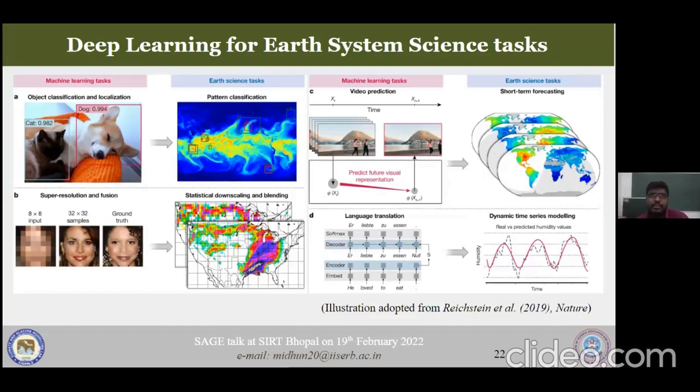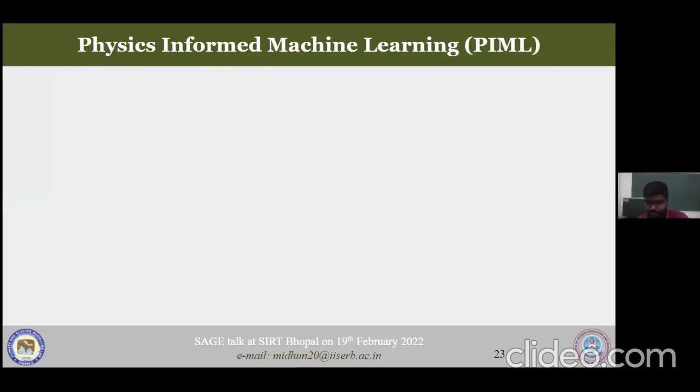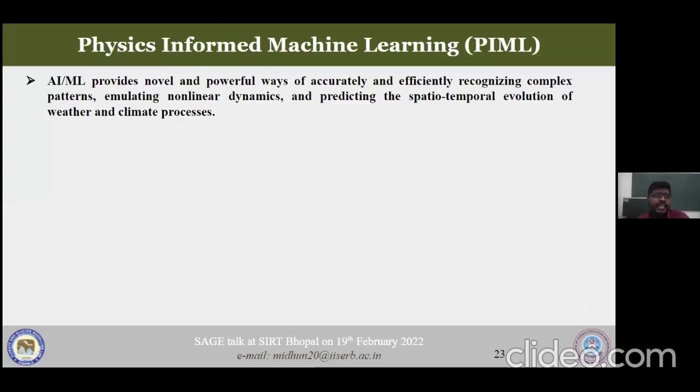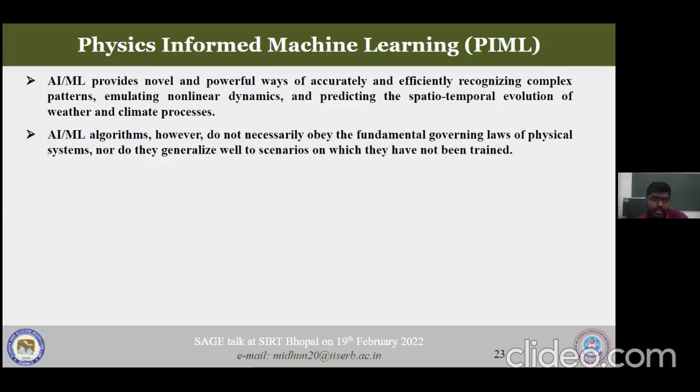These are a few of the things which I am working on, but still this AML provides novel and powerful ways of accurately and efficiently recognizing complex patterns, simulating nonlinear dynamics, and predicting the spatio-temporal evolution of weather and climate processes. But AML algorithms, however, do not necessarily obey the fundamental governing laws of physical systems, nor do they generalize well to scenarios on which they have not been trained. So even though it has a lot of potential, there are some limitations.